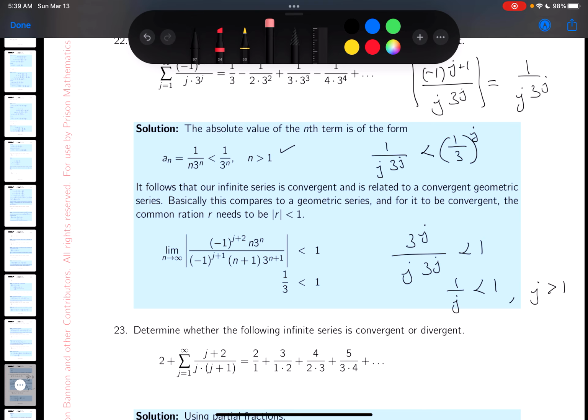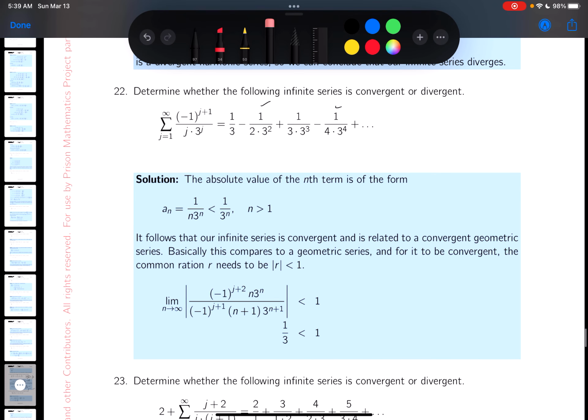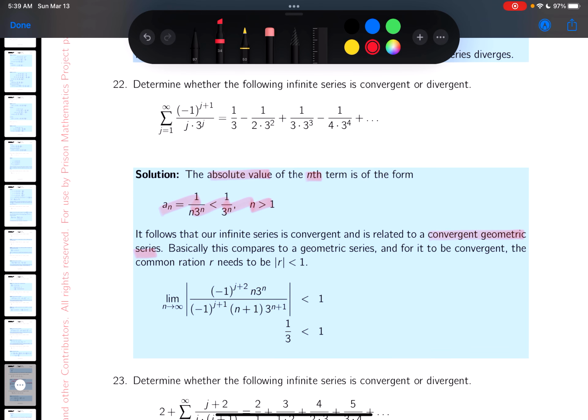Let me erase this over here. Again, we're just looking at the key. We're at problem number 22 now. We're kind of just working through the key. So I'm going to outline what I just did over here. I get my highlighter out. And I took the absolute value of the nth term, and I got this over here. We just went through that, all right? It follows that our infinite series is convergent as it's related to the convergent geometric series. We're using a comparison test.